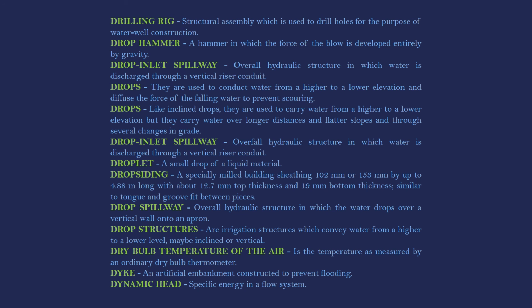Drop structures are irrigation structures which convey water from a higher to a lower level. May be inclined or vertical. Dry bulb temperature of the air is the temperature measured by an ordinary dry bulb thermometer. Dike. An artificial embankment constructed to prevent flooding. Dynamic head. Specific energy in a flow system.